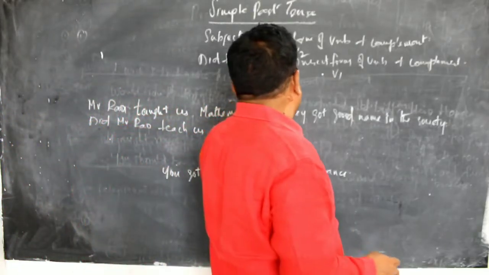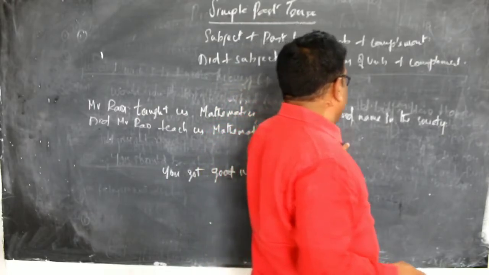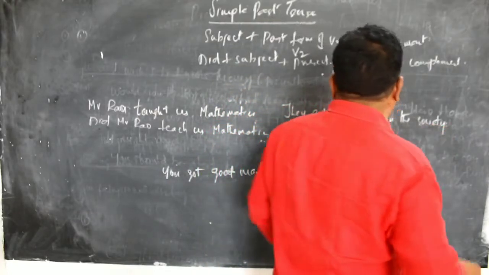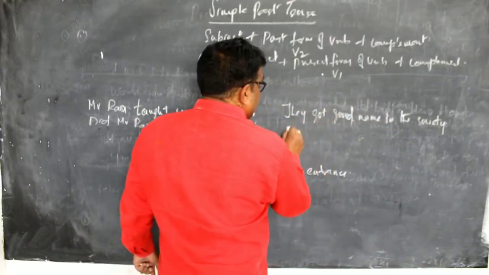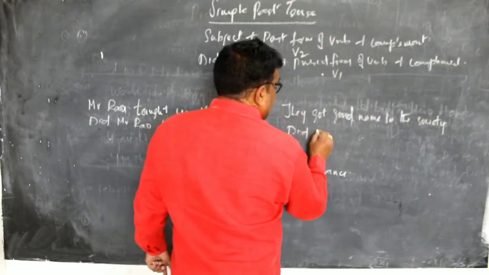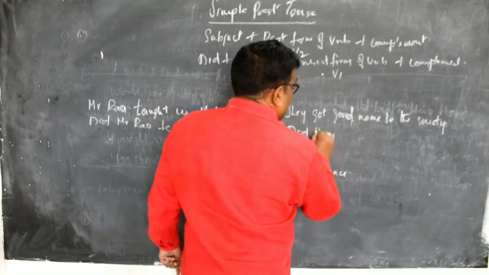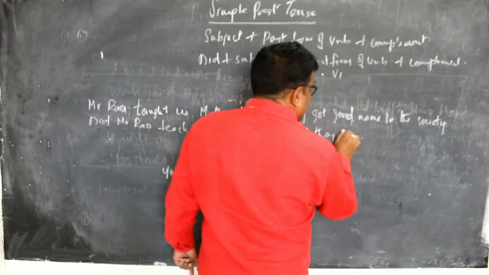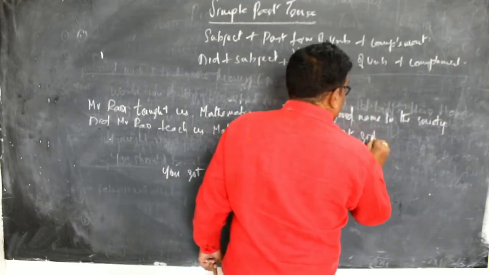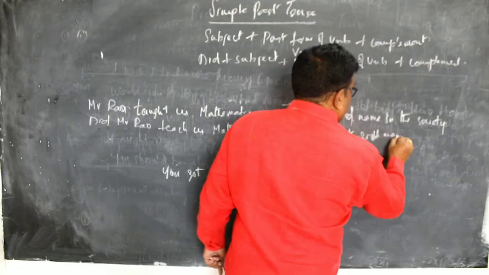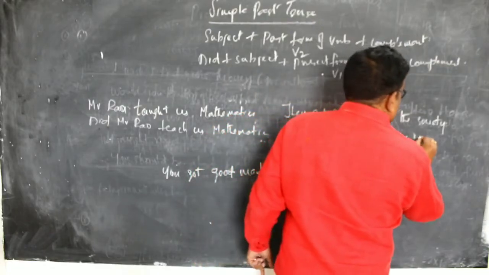Another example. They got good name in the society. Change into yes or no. Did, then subject, they. The present form of got is get. Did they get good name in the society?